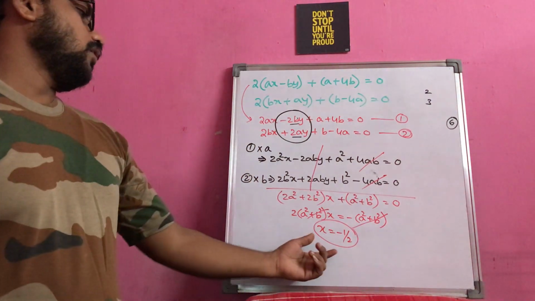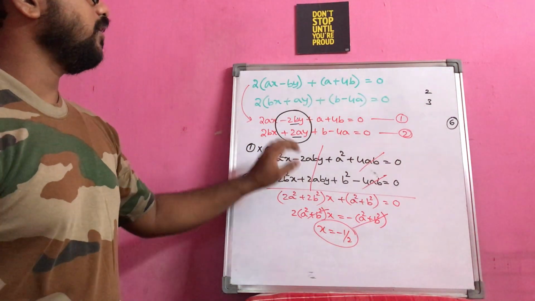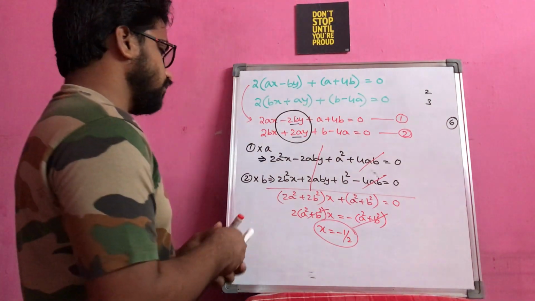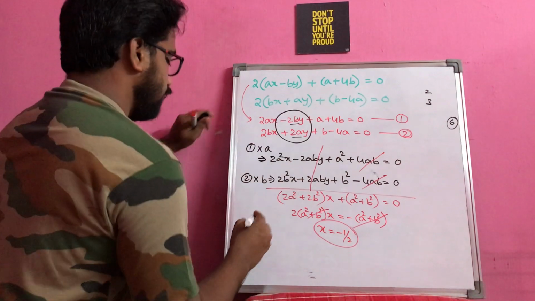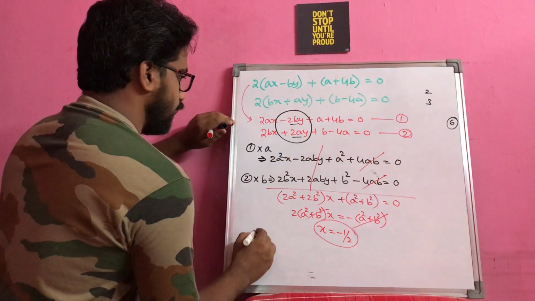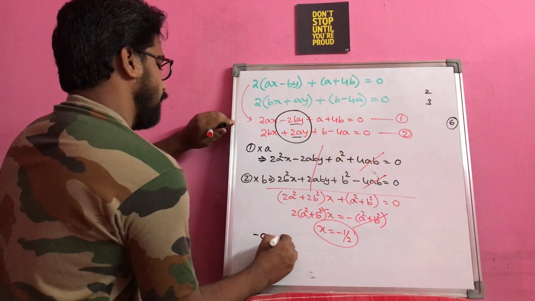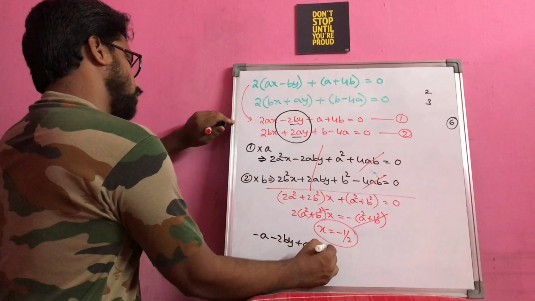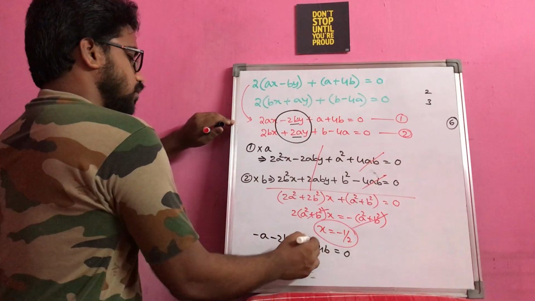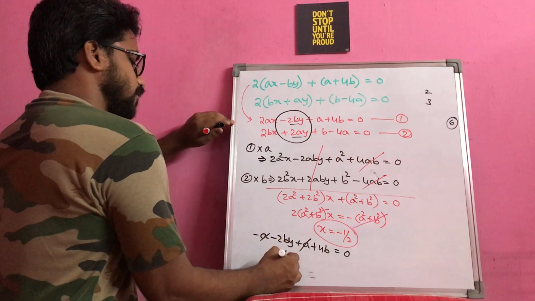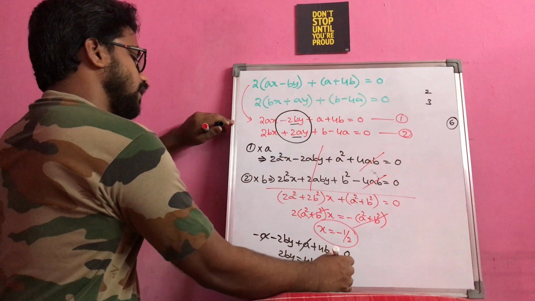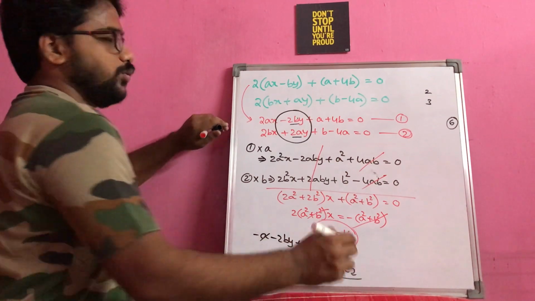Now, you already got the value of x, so substitute the value of x here to get the value of y. Okay, so I am substituting in the first equation. Then what I will have: 2a into -1/2 will give me -a, -2by + a + 4b = 0. The +a and -a will get cancelled, 2by = 4b, which will give me y = 2.